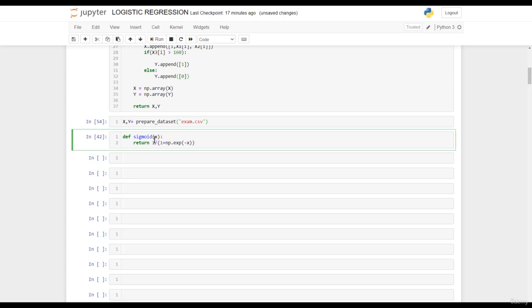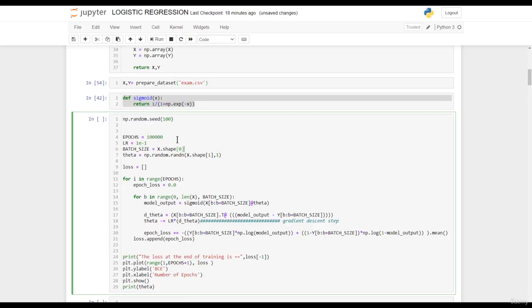Recall from theory that we work with a sigmoid function when dealing with the logistic regression algorithm. So here we've just defined this function which takes in x and then returns the sigmoid of x, which is 1 divided by 1 plus e to the power of negative x, which is this function.